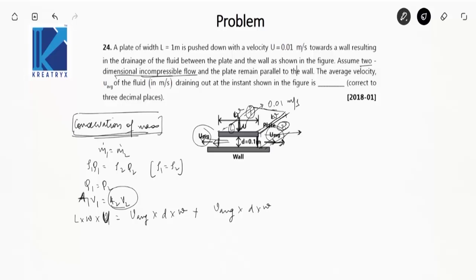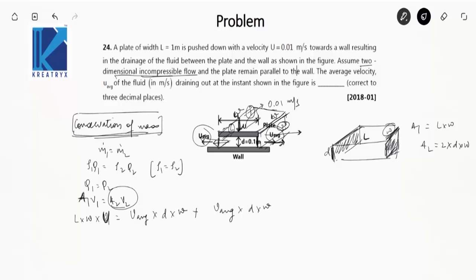These both are area 2, this portion and this portion. Let me draw it more clearly. Something like this. I have assumed this length that is perpendicular to the screen as W. This is L given, this is d given. So area A1 will be L into W, whereas A2 will be actually 2 into d into W, this area plus this area, because the fluid is exiting from both the directions.